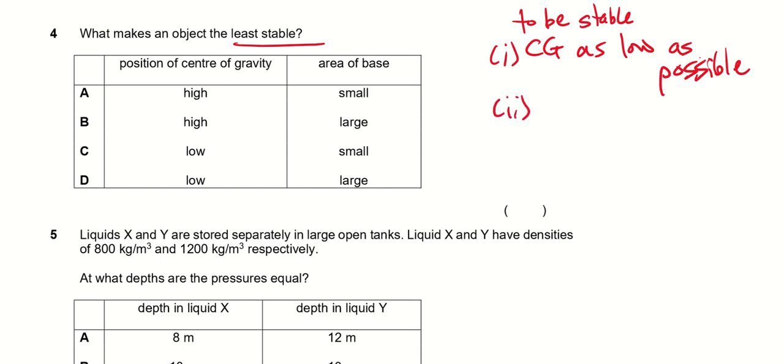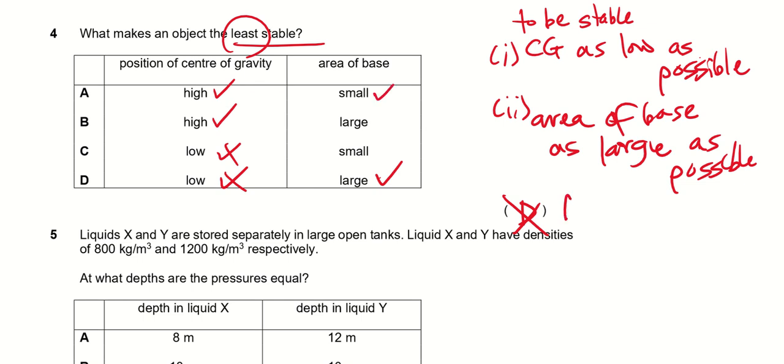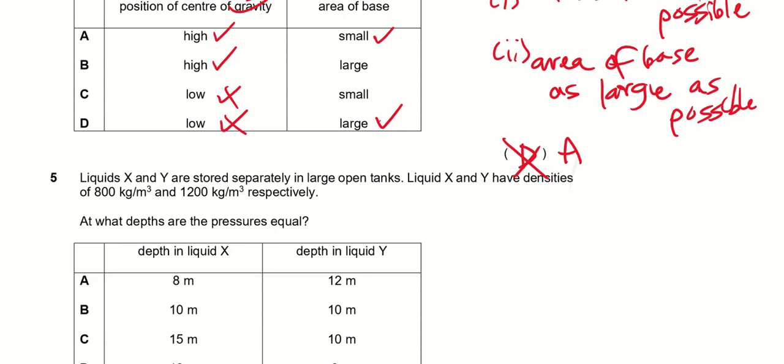The next criterion is for the area of base to be as wide or as large as possible. So this one should be easy. Low, then large. So the answer will be D. Oh, but they're asking for least stable. I'm sorry, so it cannot be D. The center of gravity is high and the area is small, so it's A. So really need to read the question.